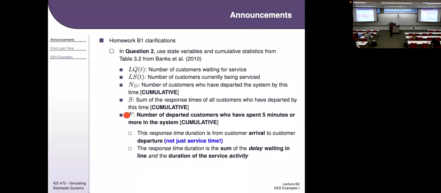And then F is the number of departed customers who spent 5 minutes or more in the system. So that's going to be a count. It will always be less than or equal to ND. And you only increment that if a response time is greater than 5. So if the customer managed to depart in 4 minutes, F stays alone. If it's 6 minutes or 5 minutes or more, then F is increased. So that's the definition of those 5 state variables. For those of you who started working on it, are there any questions about this? Pretty clear.